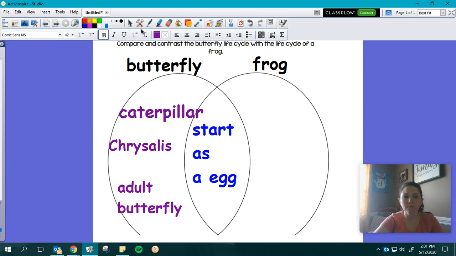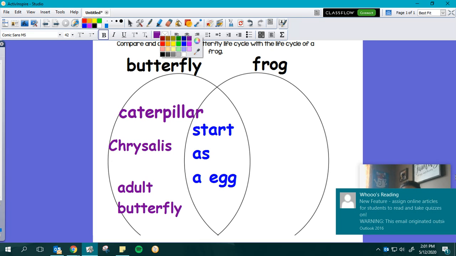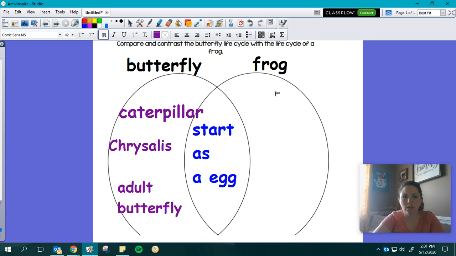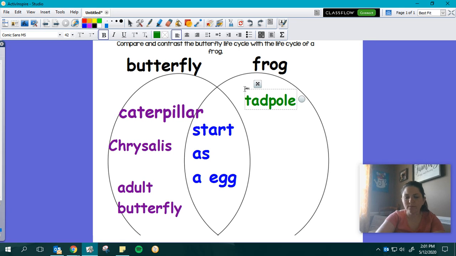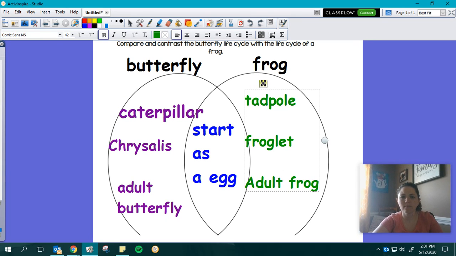A frog, well, the frog life cycle starts as an egg, which I already have in the middle. So I don't need to put that over here for the frog because I know it's already got that. It's in the middle. After the frog is an egg, it turns into a tadpole. After the tadpole, it becomes a froglet. And after the froglet, it becomes an adult frog.